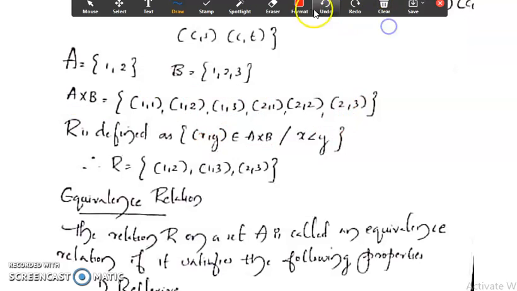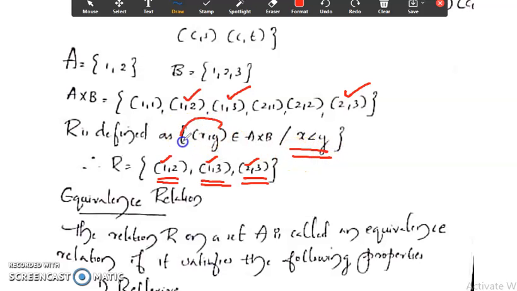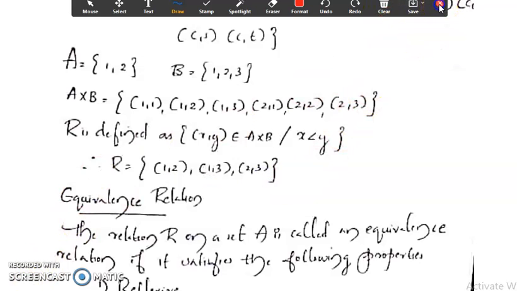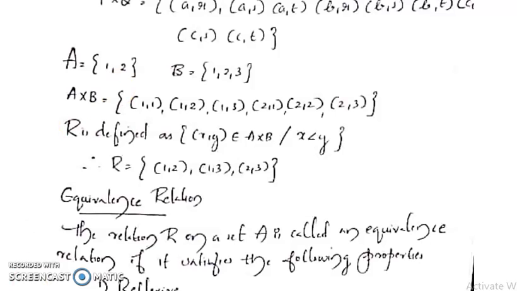So we have the possibilities. You see, 1 is less than 2, 1 is less than 3, then 2 is less than 3. So 1 comma 2, 1 comma 3, 2 comma 3, because x is less than y. So this condition is satisfied for these three relations. So R consists of only 3 elements, and here 1 is related to 2, 1 is related to 3, 2 is related to 3. Okay.